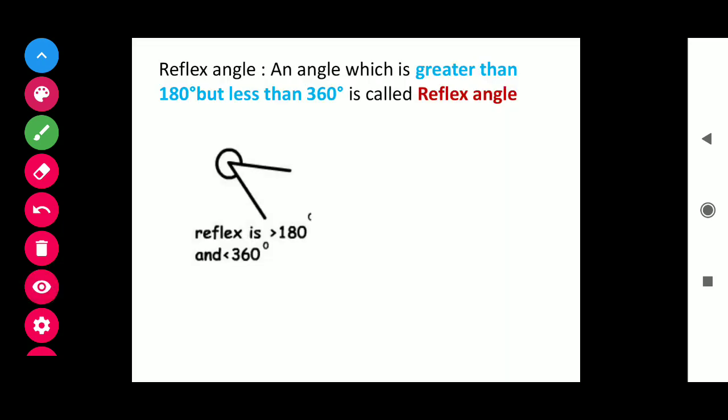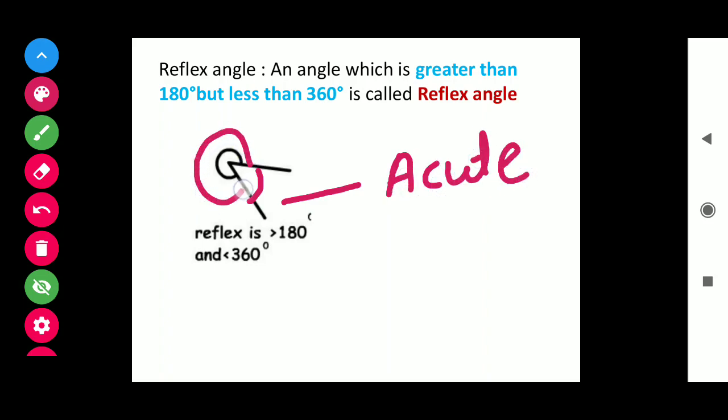Next one is reflex angle. A reflex angle is an angle which is greater than 180 degree but less than 360 degree. So here you can see that this one is an acute angle and this one is a reflex angle.